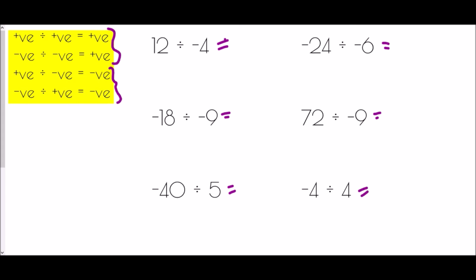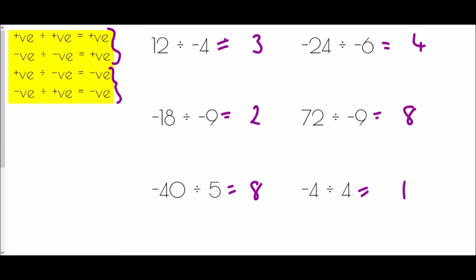And so 12 divided by 4, well, that is 3. 18 divided by 9 would be 2. 40 divided by 5 would be 8, 24 divided by 6 would be 4, 72 divided by 9 would be 8, and 4 divided by 4 would be 1. So now the final choice is whether these are going to be positive or negative results.